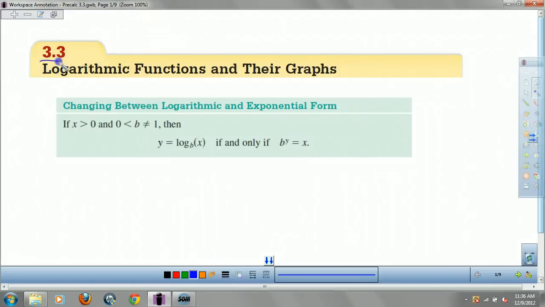Today we are going to look at 3.3, do it all in one day, logarithmic functions and their graphs. Today should be a complete review. Okay, so let's talk about it.